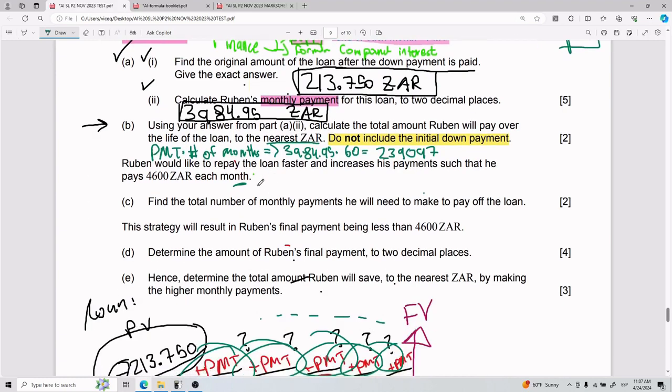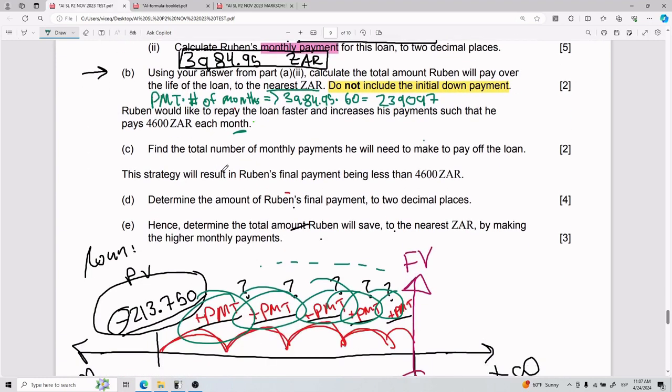Now it gets a little bit more exciting. Well, I mean, I think it's already exciting, but that sounds a little bit nerdy. Here it gets exciting because they tell us that Ruben would like to repay the loan faster and increase his payments such that he pays 4,600 ZAR each month. Part C is find the total number of payments he will need to make to pay off the loan.